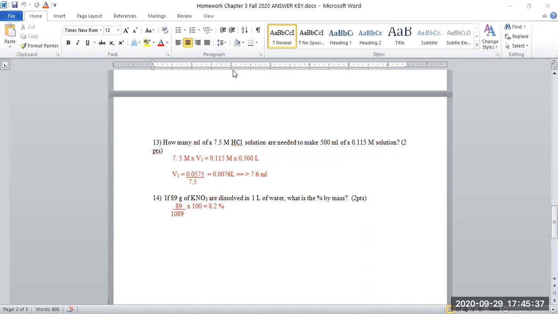And the last one has both a solute and a solvent. We have talked about the fact that water is 1 gram per milliliter. Therefore, 1,000 grams plus the 89 go on the bottom. Do your division, then multiply by 100, and you get 8.2%. Some people did not add the solute to the solvent on the bottom.